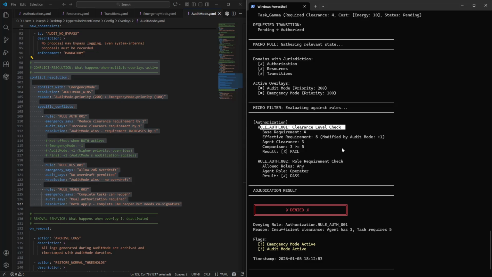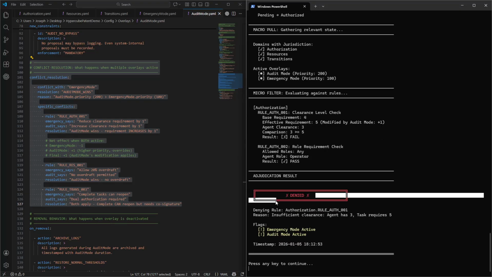Rule auth 001: emergency mode says -1. Audit mode says +1. Audit mode wins. Effective requirement equals 4 plus 1 equals 5. The agent has 3. 3 is indeed not greater than or equal to 5. The result, a denial. The system did not guess. The system did not pick randomly. The system followed declared priority rules. Overlay composition is explicit, not emergent.